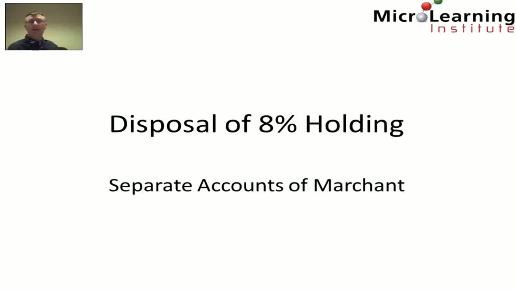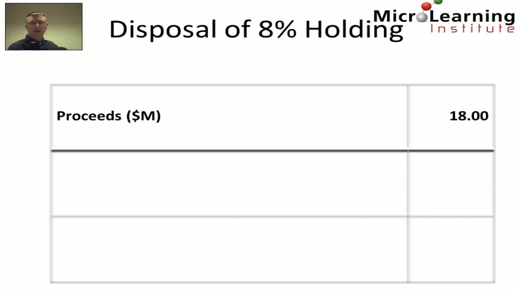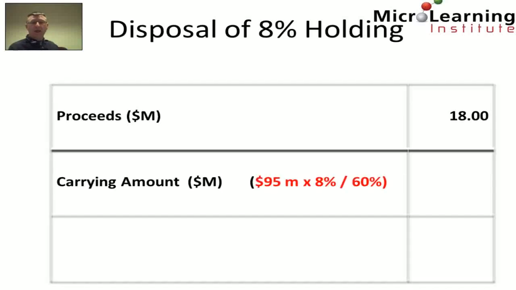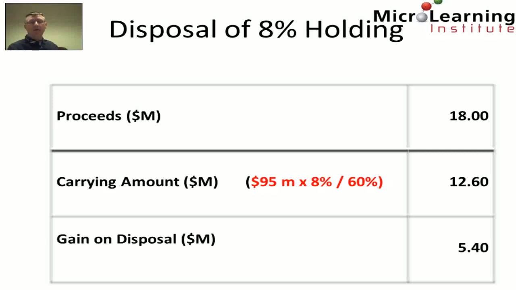Firstly, let's look at the separate accounts of Marchant. So the proceeds, we're told in the question, is $18 million, and the carrying amount is 8% of the 60% that we already had, for which we paid $95 million. So this has a carrying amount of 12.6, giving us a gain on disposal recognized in the individual accounts of Marchant, not the group accounts, of $5.4 million. Now, of course, this gain, we'll see later, will be eliminated on consolidation.